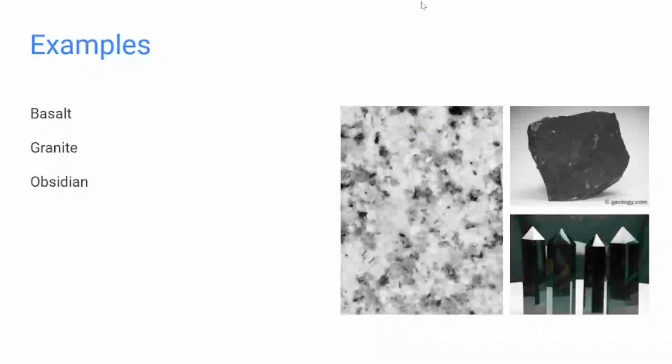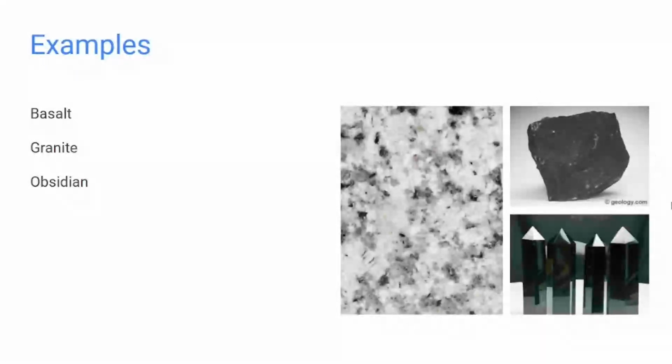The next rock is basalt. Basalt is a hard igneous rock formed by the cooling of lava on the surface of the earth. It is usually dark in color and is mainly used for construction purposes.